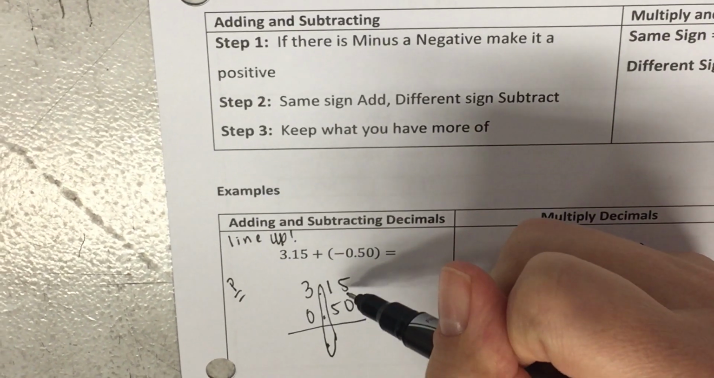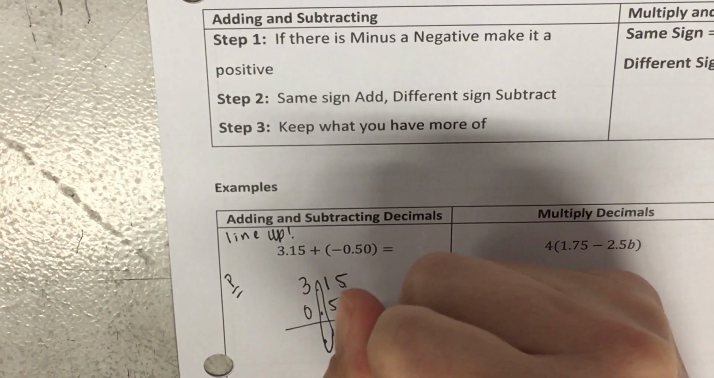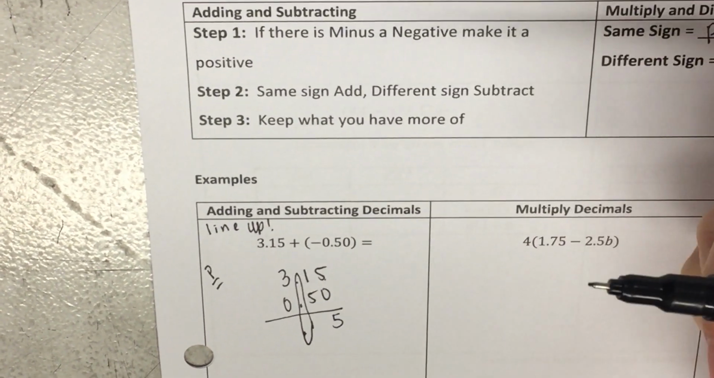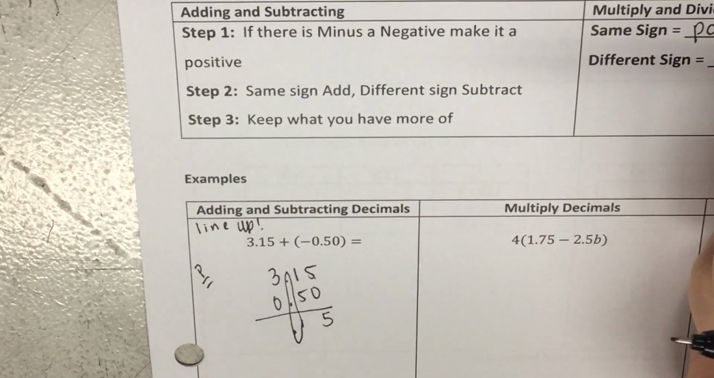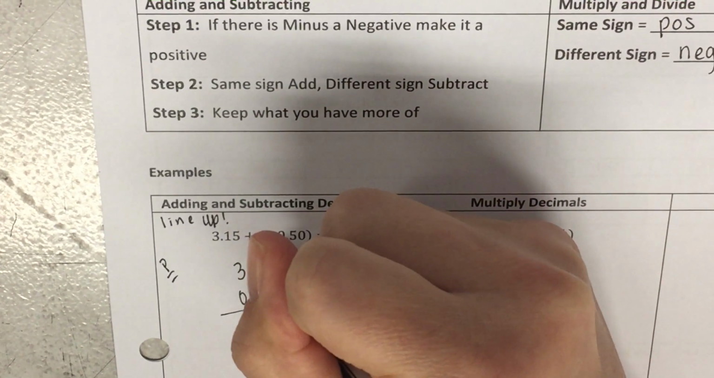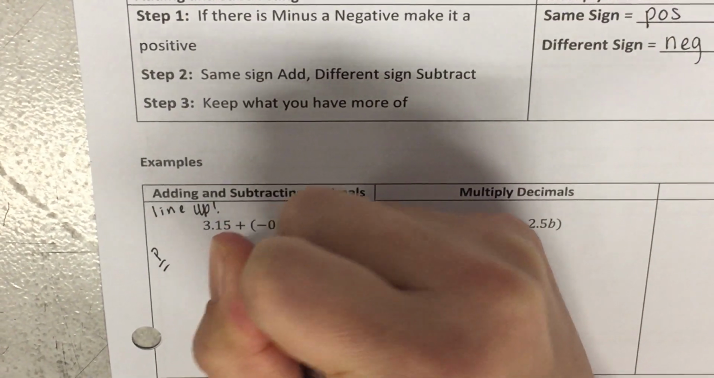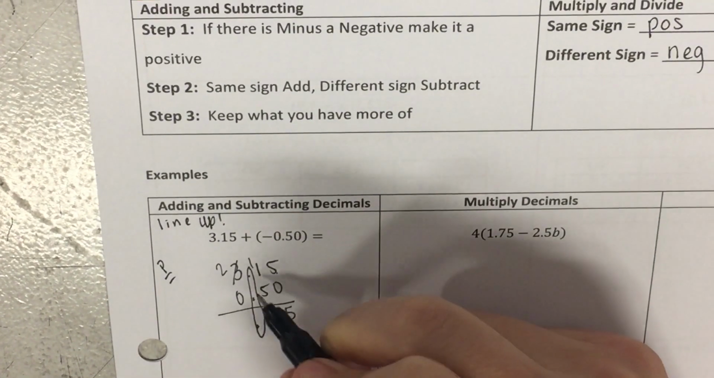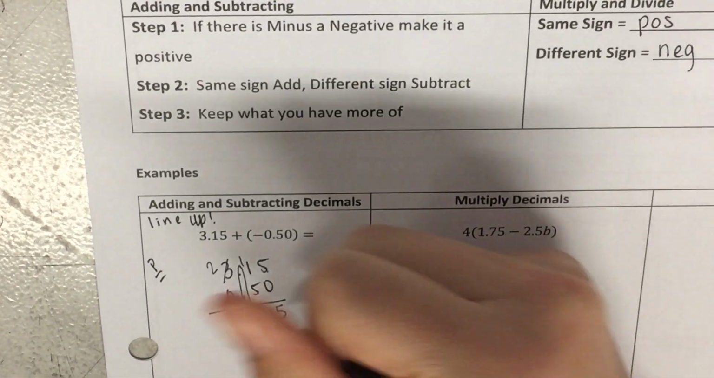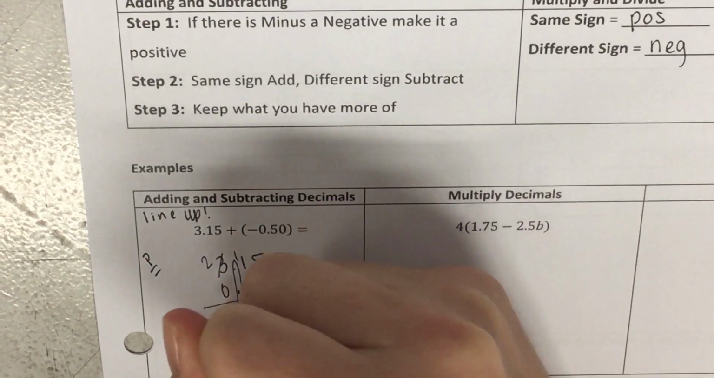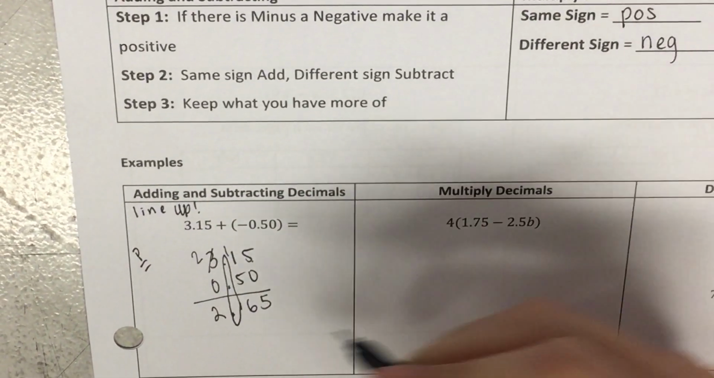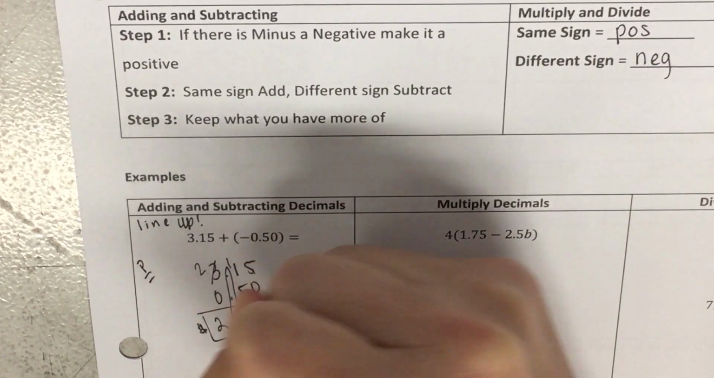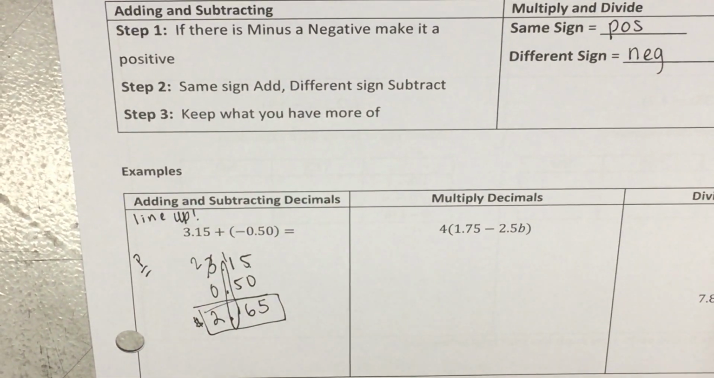So I have 5 take away 0. 5. And can I take 5 away from 1? No. What do I need to do? Make the 1 into an 11. Good. And I do that by borrowing. I say, hello 3, can I please borrow 1? 11 take away 5. 6. And 2 take away 0 would just be 2. So I have $2.65. Well, it didn't really say dollars. I just always think of decimals in terms of money.